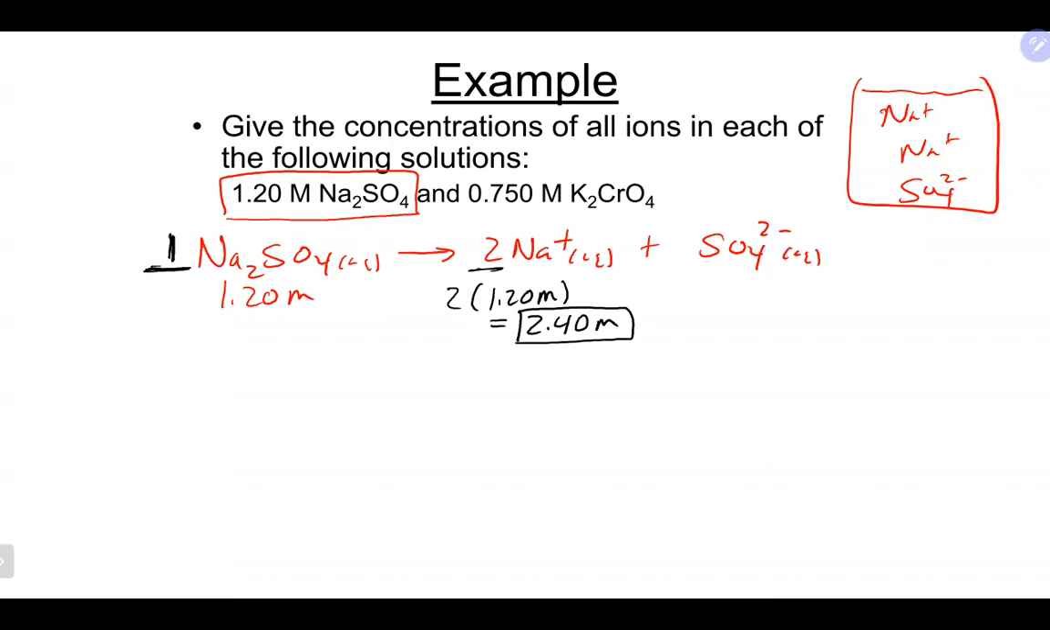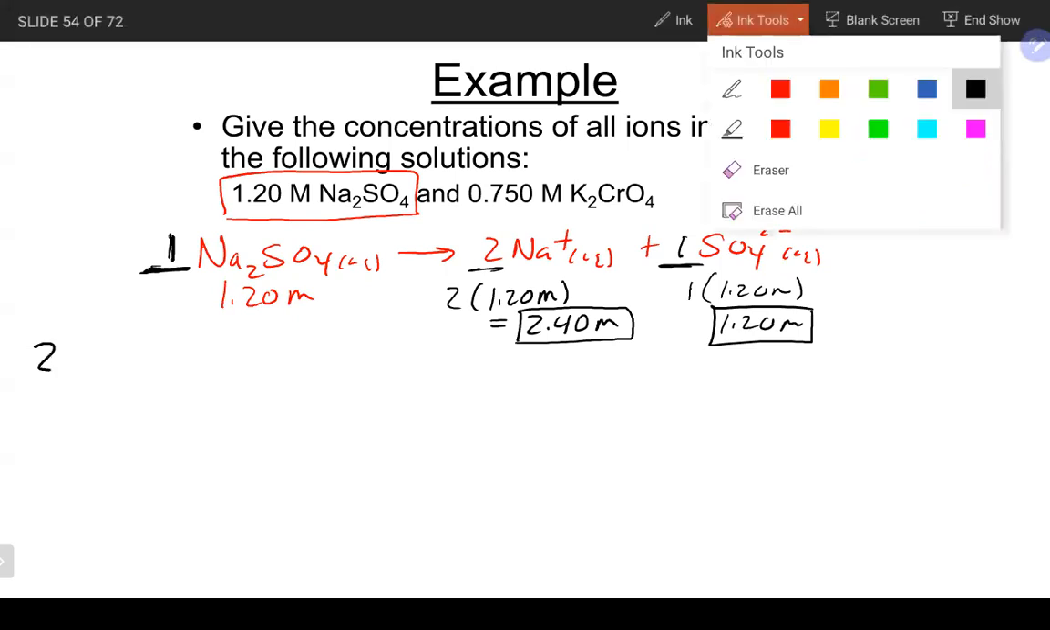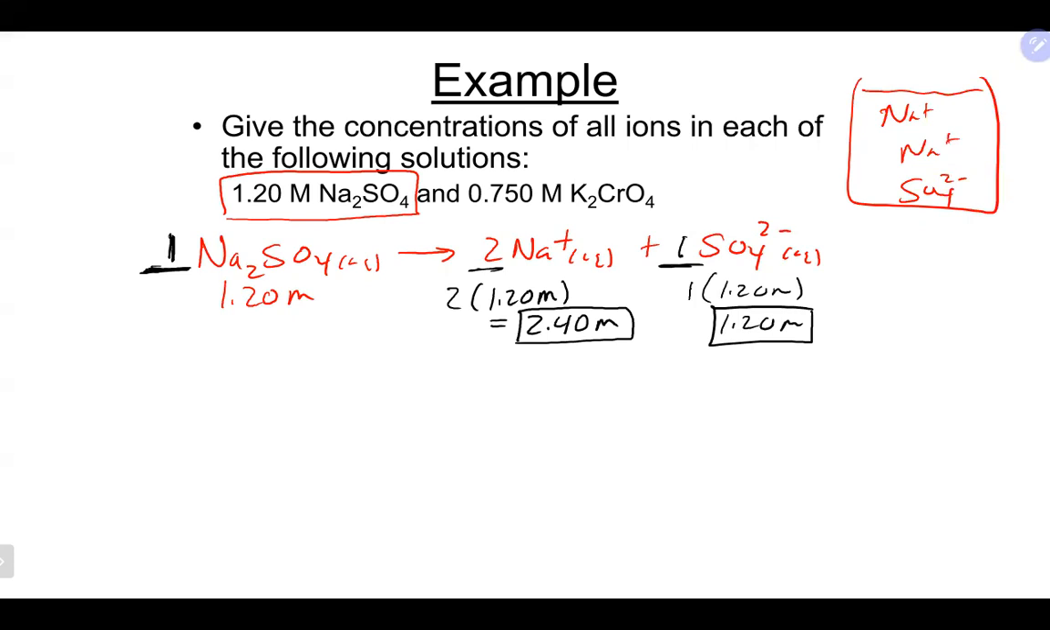For our sulfate, it is a 1-to-1 relationship, which means the concentration of the sulfate would be 1 times 1.2 molar, and that would get us 1.2 molar. So that is the quick calculation of how you get to the concentration of the ions. Now to show you the long version of it and how it gets there, let's start again.